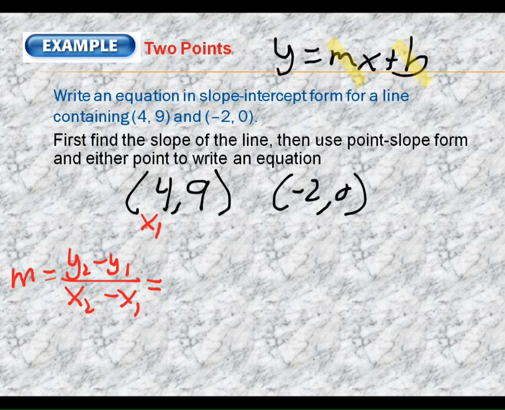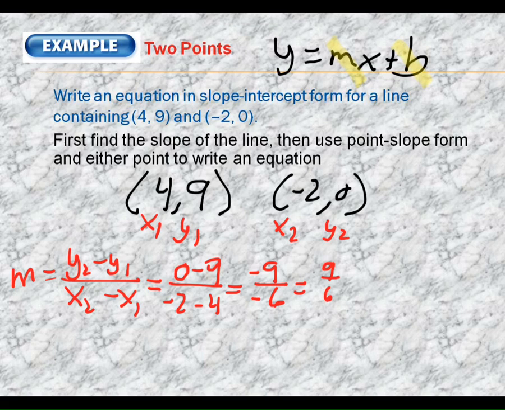So if I just label these the first x, the first y, the second x, the second y. Again, doesn't matter. If I were to label this the second x, second y, and this the first x, the first y, I'd get the same thing. But to find the slope between there, I would take 0 minus 9 divided by negative 2 minus 4. That's negative 9 over negative 6. Well, negative over negative becomes a positive. And 9 over 6, both of those things are divisible by 3. That can become 3 over 2. So my slope between these 2 points is 3 over 2.